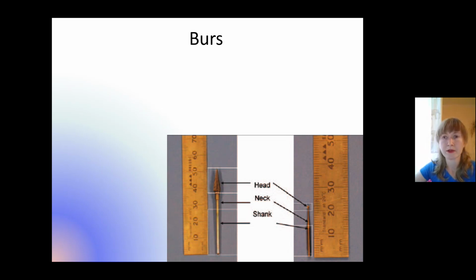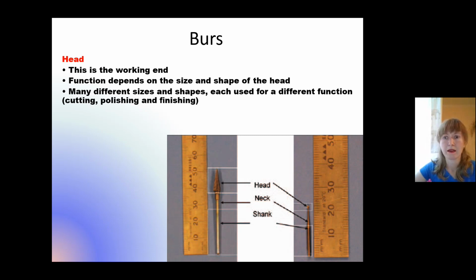Okay, and now it's burrs, attachments to the handpieces. There is a great variety of burrs. They have a special classification that we will discuss, but at the beginning I suggest to go through the structure of the burr. So the burrs have a head, neck, and shank. The head of the burr is a working end. Function depends on the size and shape of the head. There are many different sizes and shapes, each used for a different function: cutting, polishing, or finishing purposes.